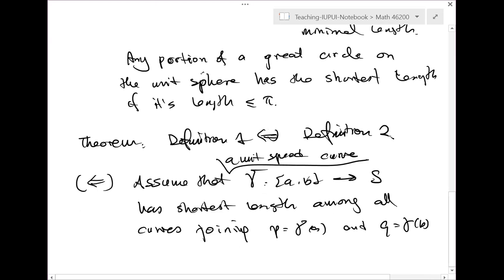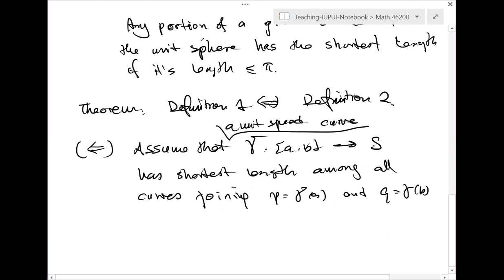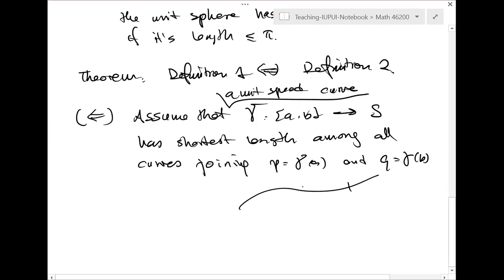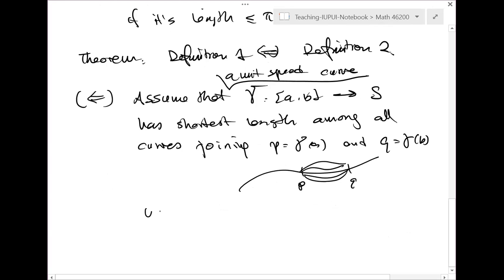Okay, we just assume that. Locally minimum, you can take a small piece. We just assume that piece, P and Q. I want to prove that portion, okay, I want to prove that the curvature is zero. The geodesic curvature is zero.